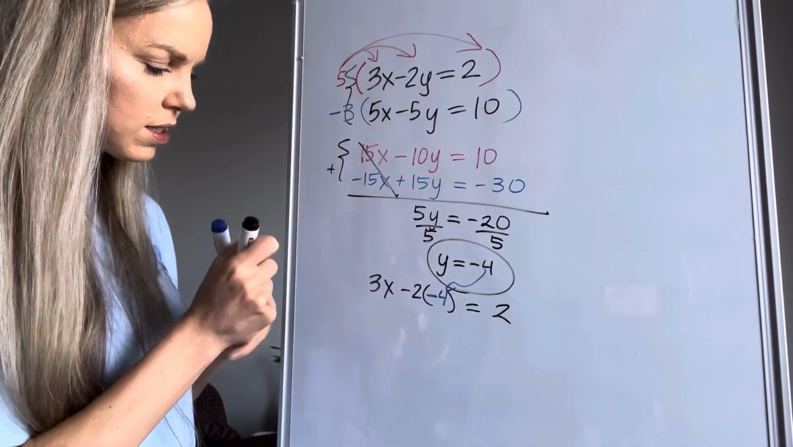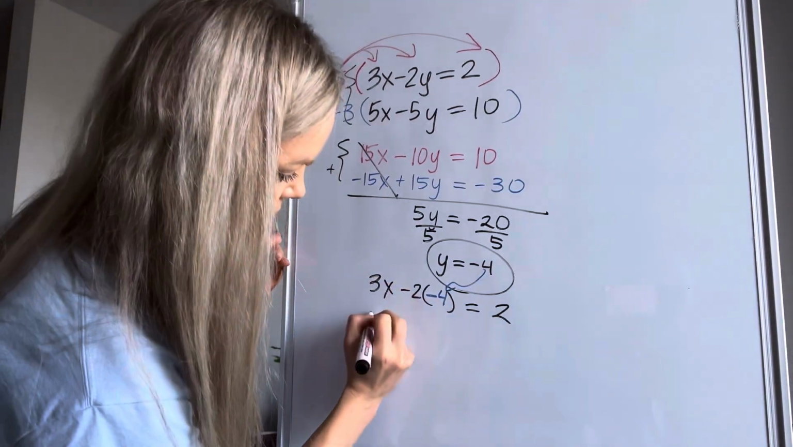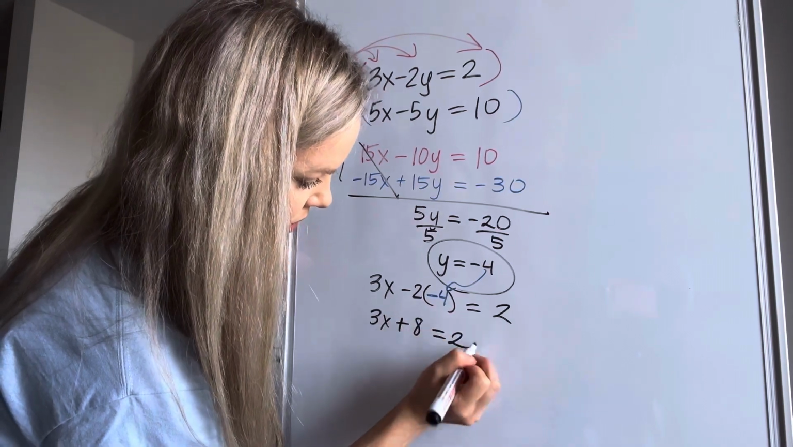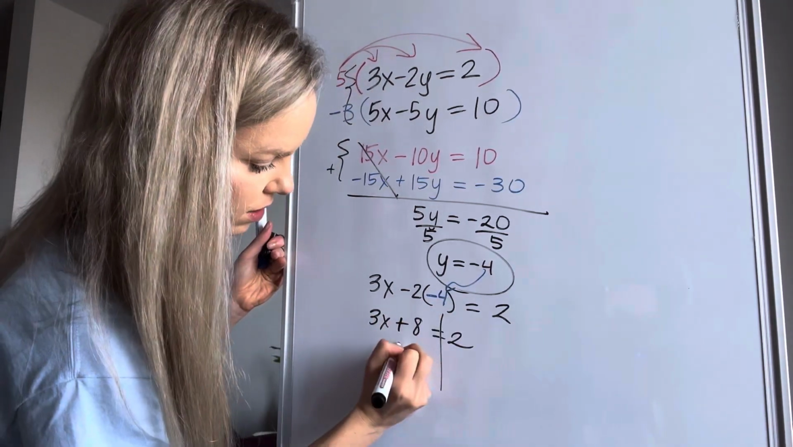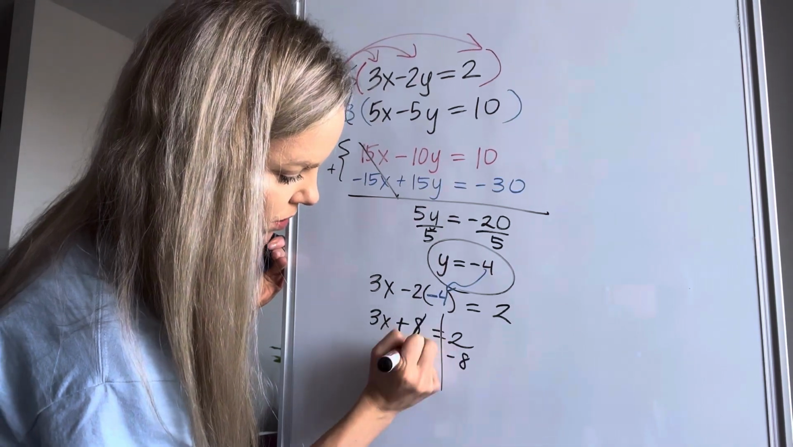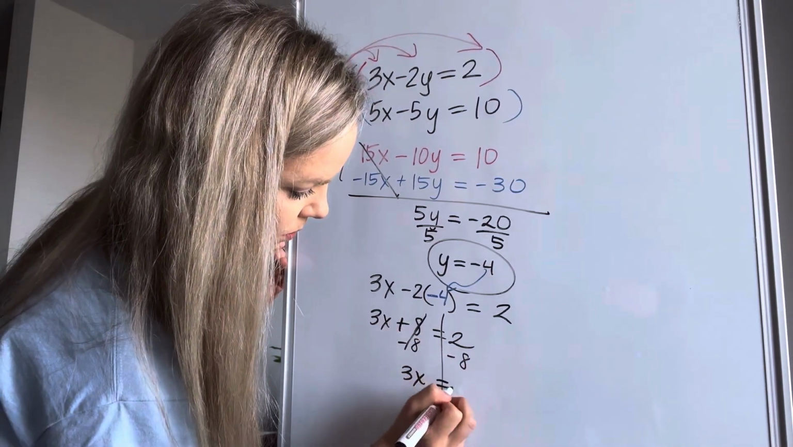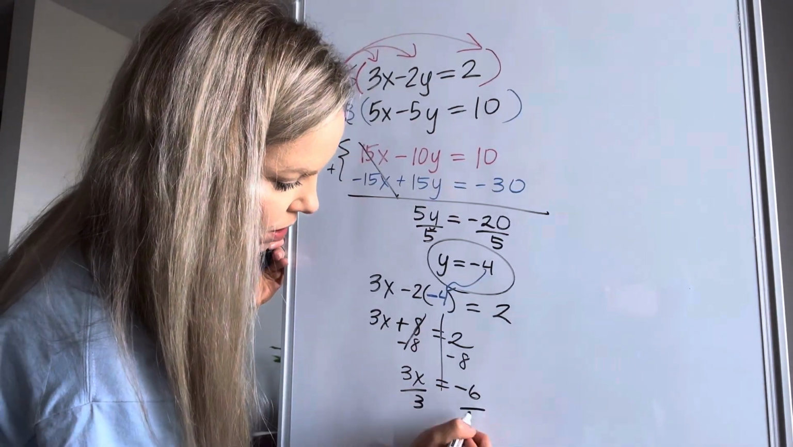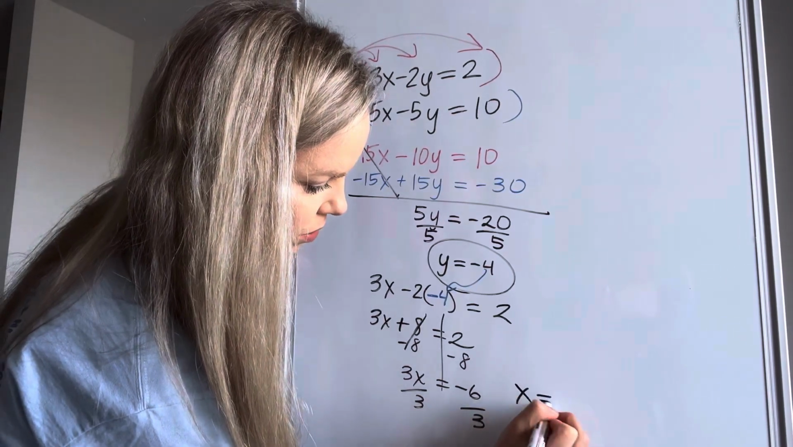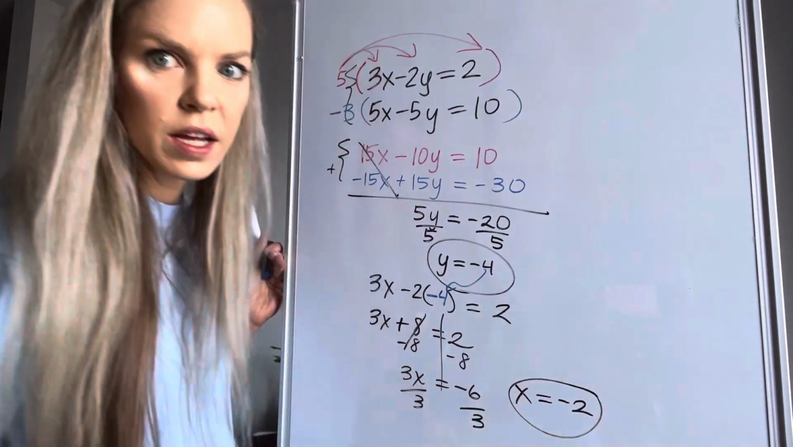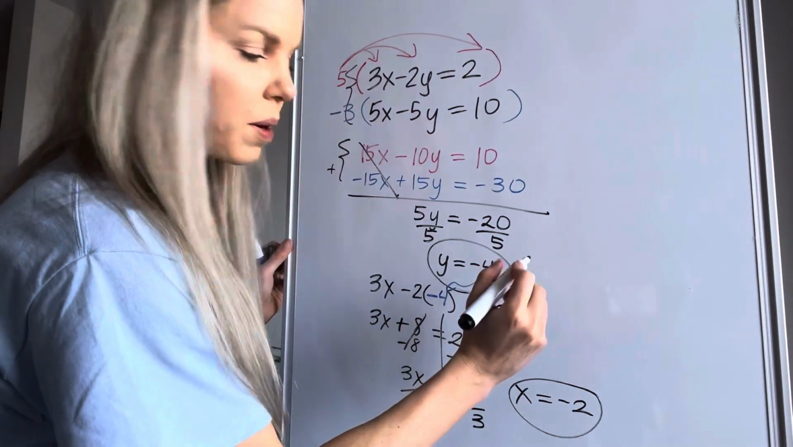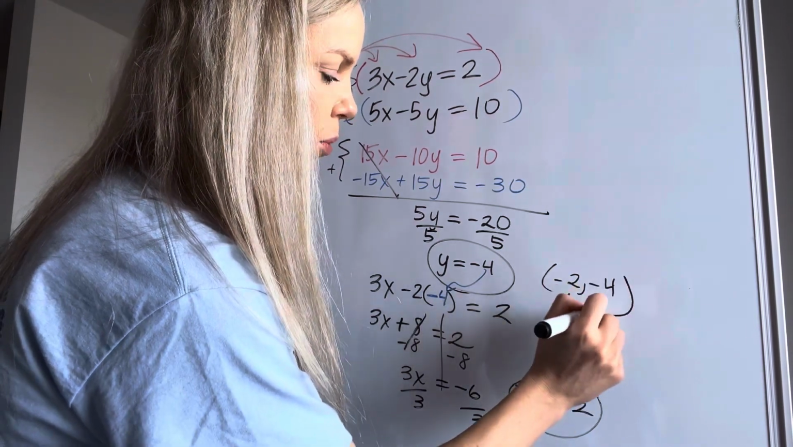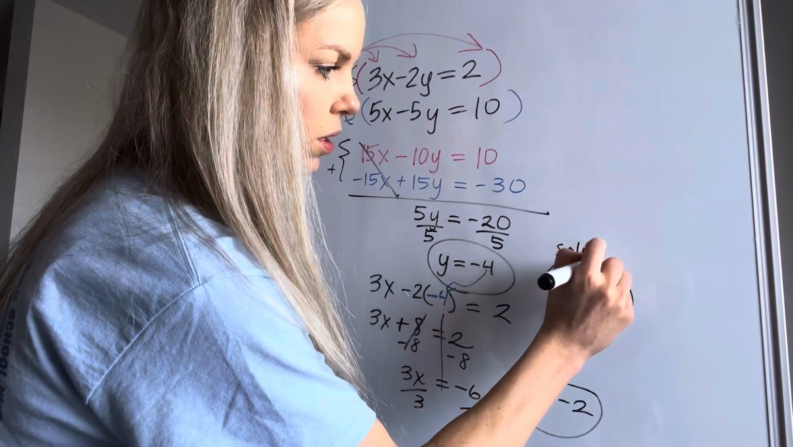This simplifies to 3x. Negative 2 times negative 4 is positive 8. Then I can solve for x by first subtracting the 8 from both sides, which gives me a negative 6 on the right, and then dividing by the 3. So x equals negative 2. We write the final solution as an ordered pair, negative 2, negative 4, x comma y. That would be the solution to this system.